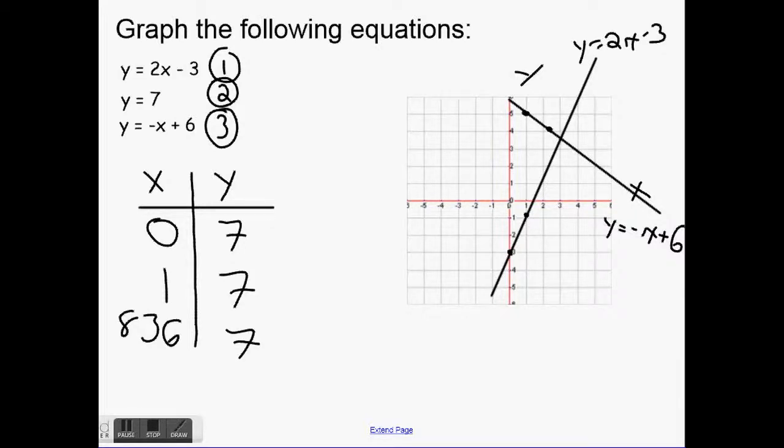Y is always going to be 7, no matter what value you pick for x. So it never changes. If this is 1, 2, 3, 4, 5, 6, I guess 7 would be up here, then y is just a straight line across. Y equals 7.